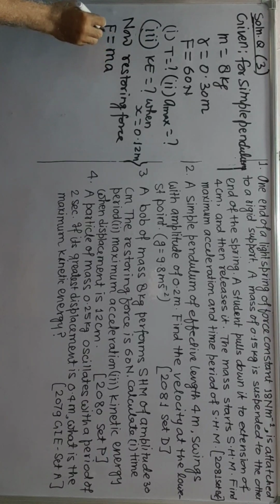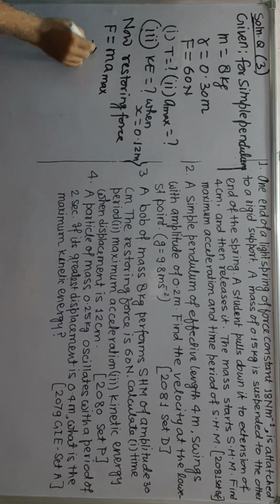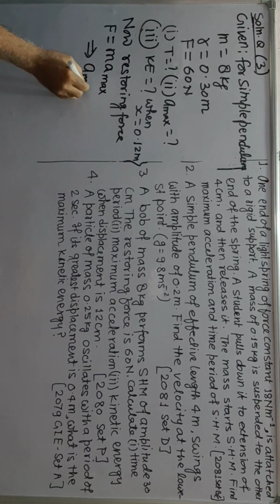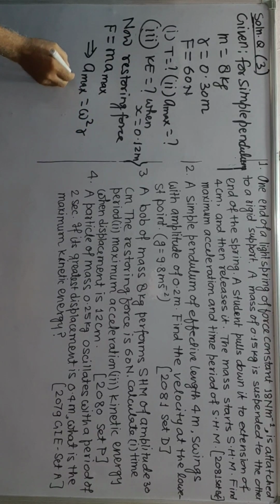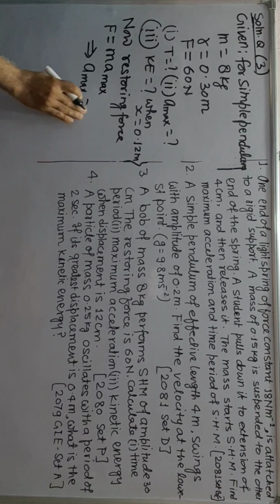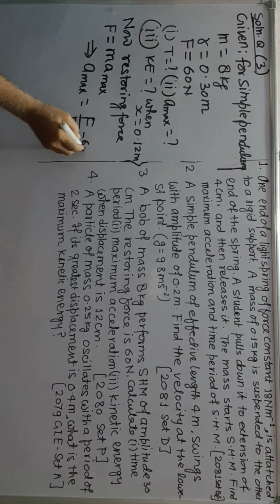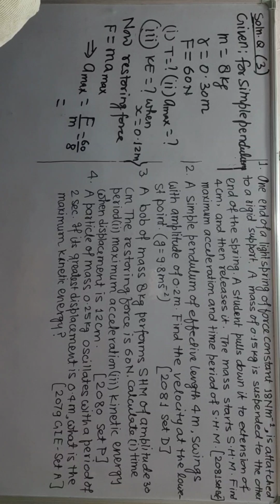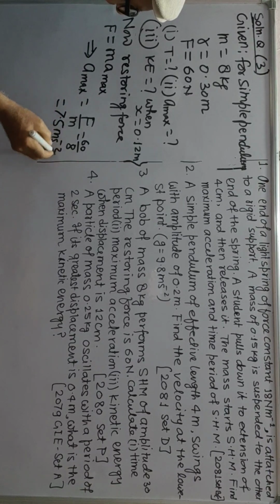Now restoring force as magnitude F, which is equal to m a max, which gives a max as omega square into r, which gives a max as F upon m. F is 60 and m is 8, so a max comes to be 7.5 meter per second square.